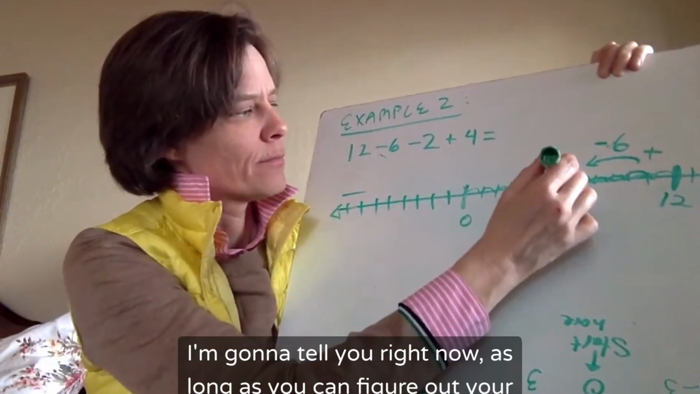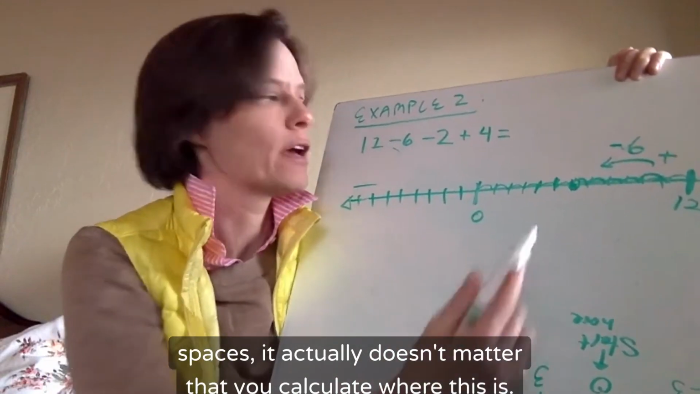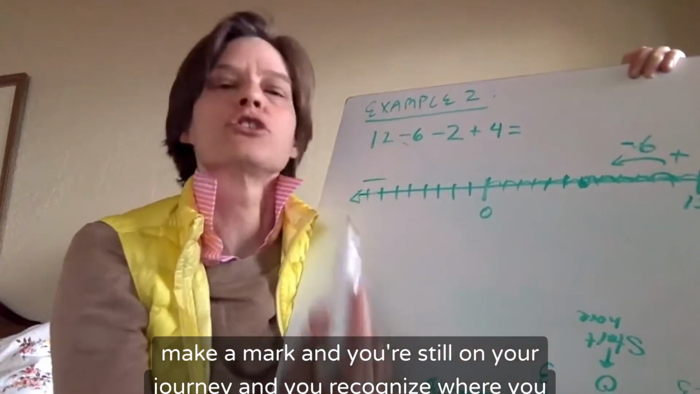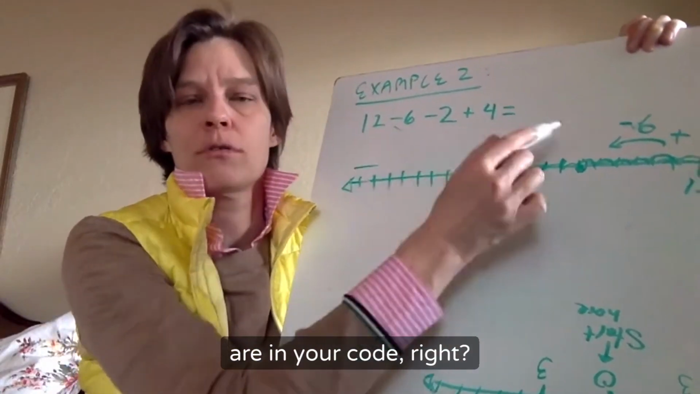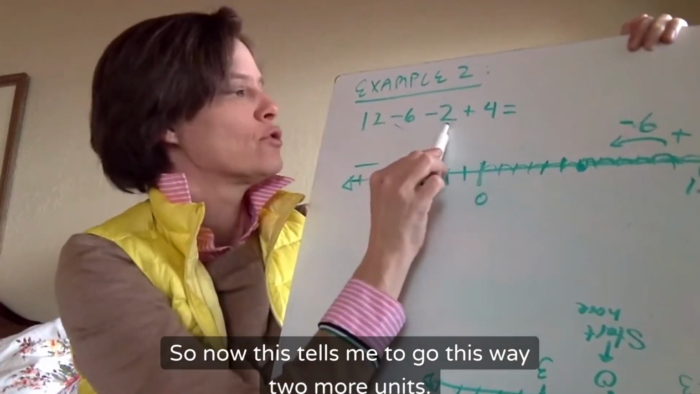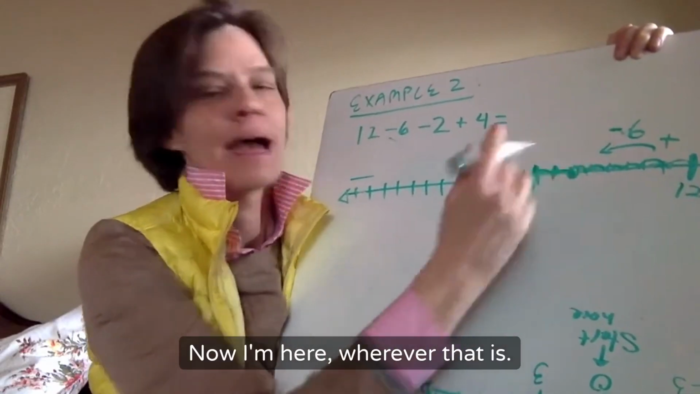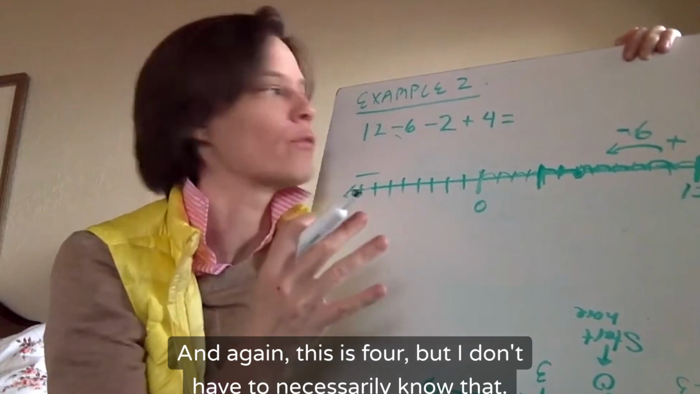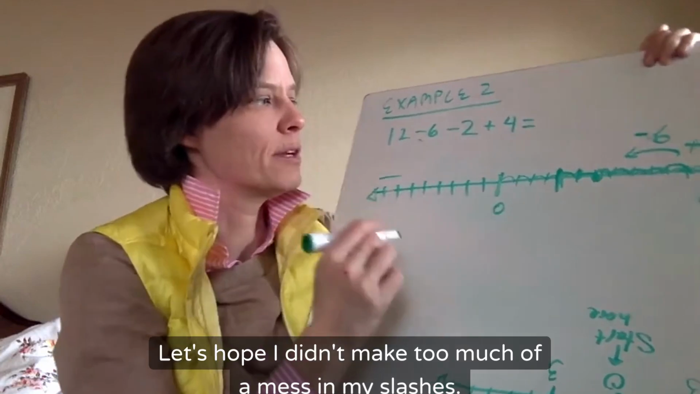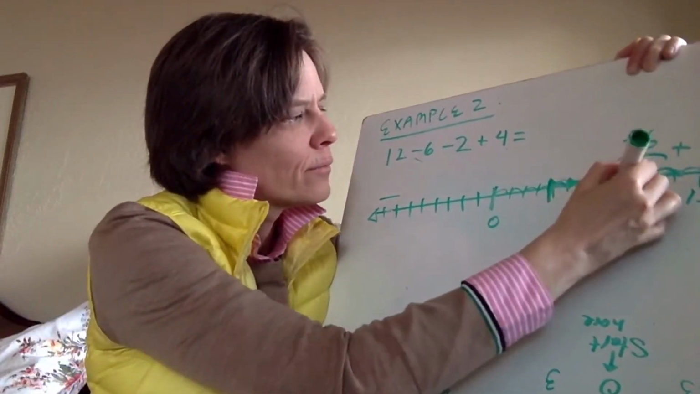So now I'm here. I'm going to tell you right now, as long as you can figure out your spaces, it actually doesn't matter that you calculate where this is. I mean, this is +6, but you don't have to as long as you make a mark and you're still on your journey and you recognize where you are in your code, right? This is like coding. So now this tells me to go this way 2 more units. 1, 2. Now I'm here, wherever that is. And again, this is 4, but I don't have to necessarily know that. Now this tells me to go that way. How many units? 4 units. So let's hope I didn't make too much of a mess of my slashes. 1, 2, 3, 4. I am right here.